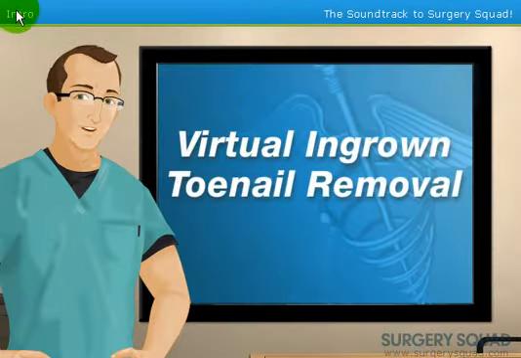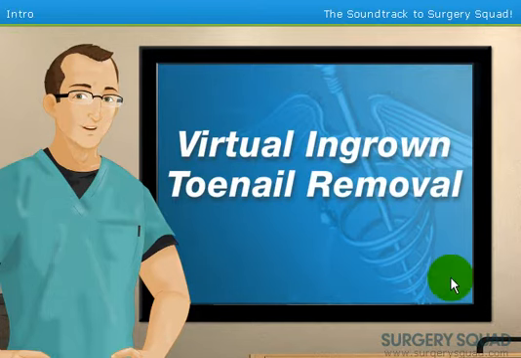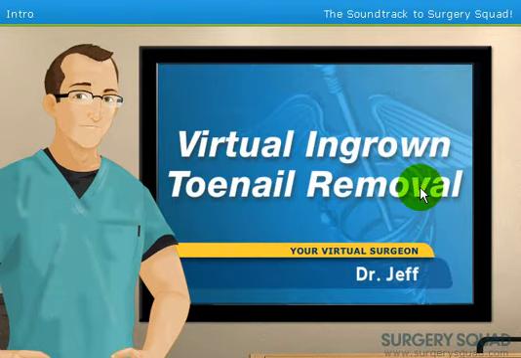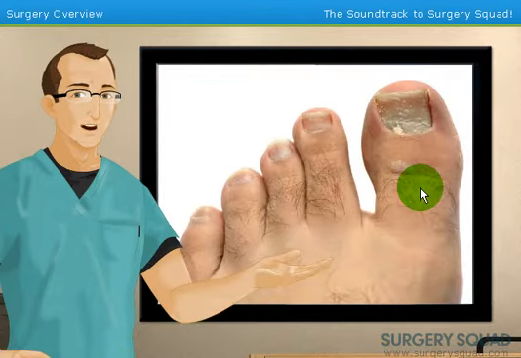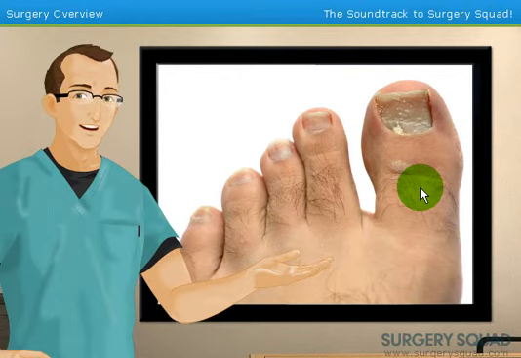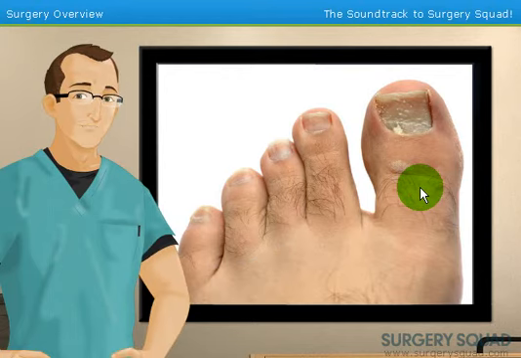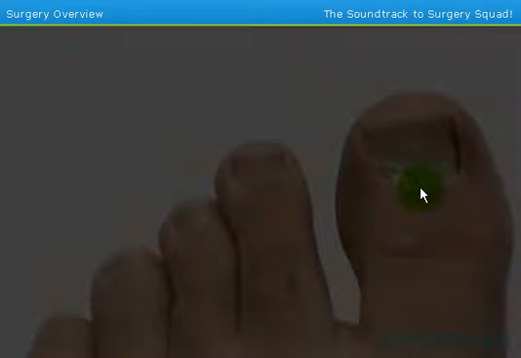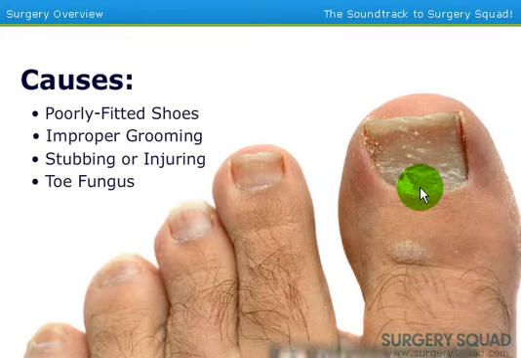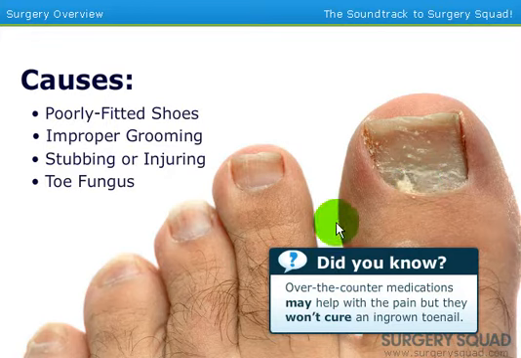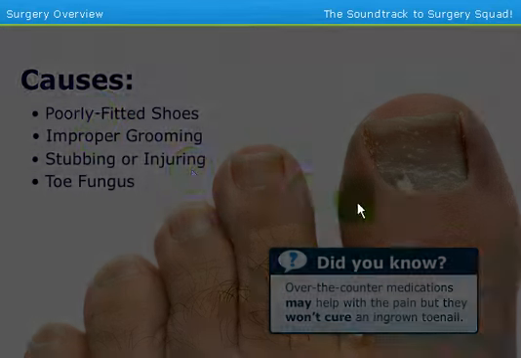Hello, and welcome to Surgery Squad's virtual ingrown toenail removal. I'm Dr. Jeff, and I will be guiding you through this procedure today. An ingrown toenail happens when the edge of the toenail grows down and into the flesh of the toe. When this occurs, there is usually a moderate amount of pain, redness, and swelling around the toenail. An ingrown toenail is usually caused when extra pressure is applied to the toe due to shoes that are too tight or too loose. Improperly trimmed toenails, foot or toe deformities, injuries, and fungal issues can also be contributing factors.